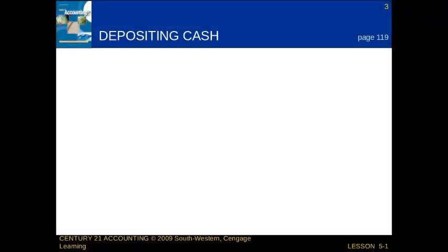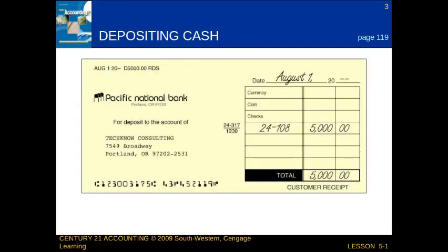All right, next we're going to be talking about depositing cash. When we deposit cash, this means that cash is being added into our account. So we put in the date, and the date here is August 1st. Then we put in the amount, which is $5,000. And since there was no previous account balance before this, we can just bring that amount down to the total.